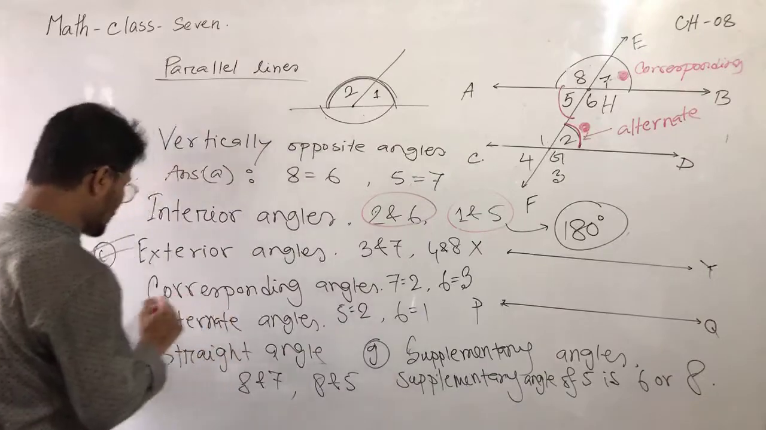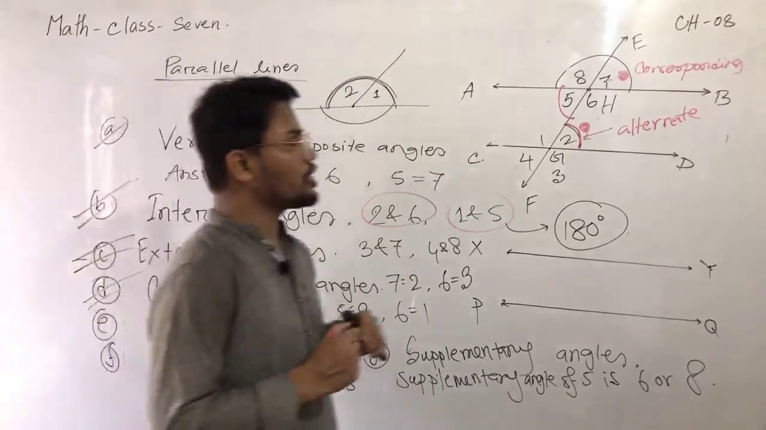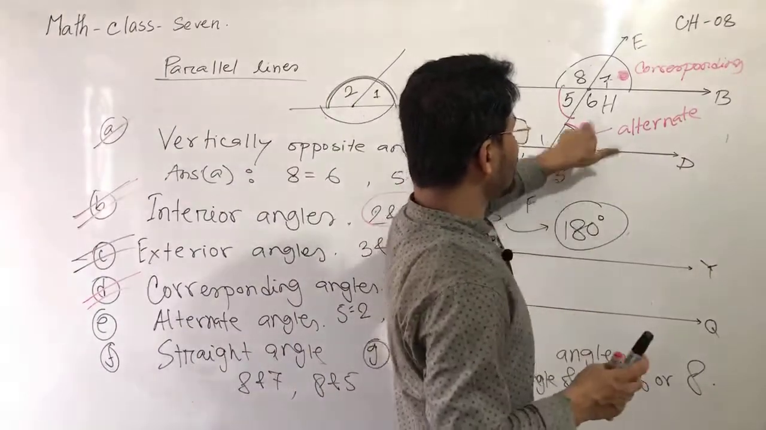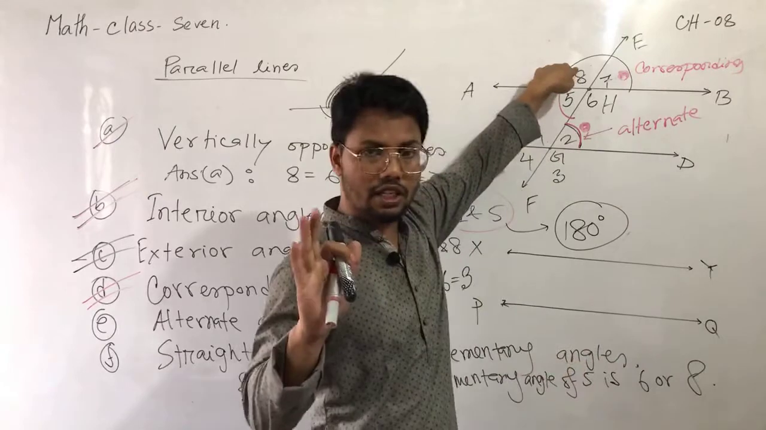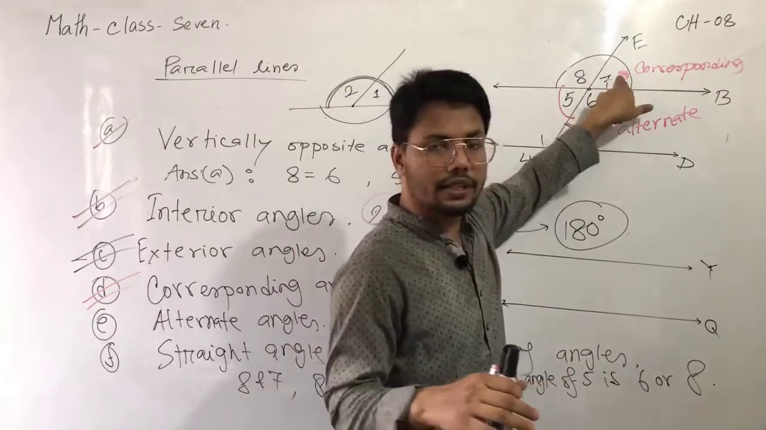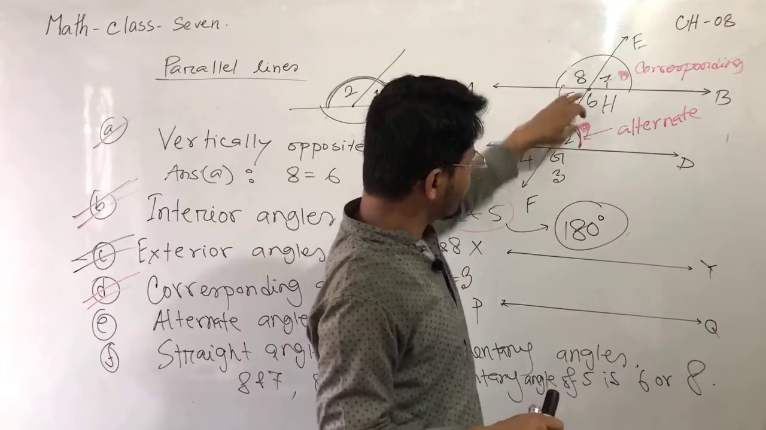Most of the time the question is on corresponding angles. It's too easy. Corresponding: 2 and 7, 1 and 8. Give attention. Corresponding: 2, 7; 1, 8; 5, 4; 6, 3.